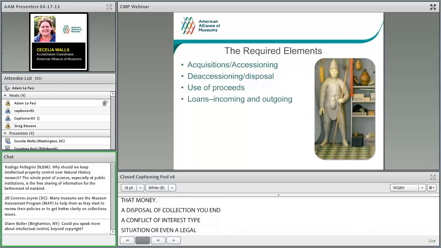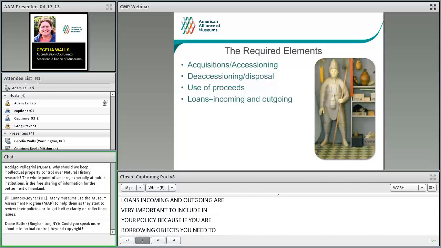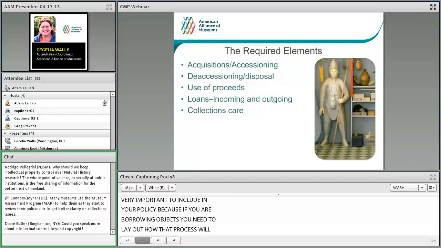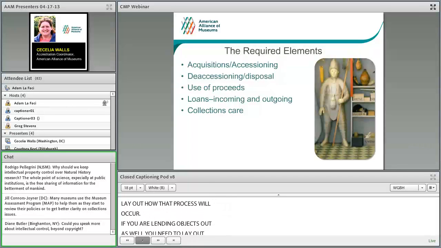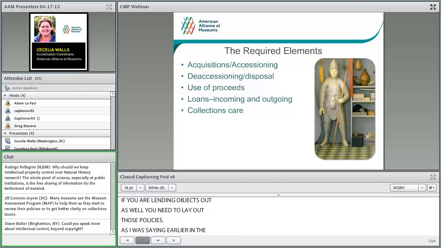Loans, incoming and outgoing, are very important to include in your policy, because if you are borrowing objects, you need to lay out how that process will occur. If you are lending objects out as well, you need to lay out those policies. As I was saying earlier, in the standards, you need to include how you're going to care for and manage those collections.